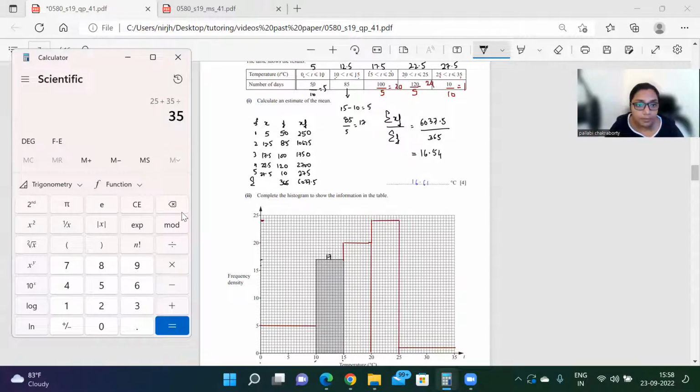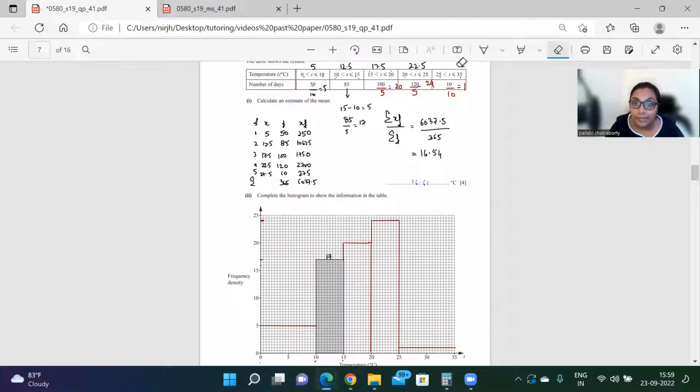Because it should come to be 30, right? Why we should not write 27.5 here, it should be 30 over here. So I'm just checking that once to avoid any mistake which we must have made. So 25 plus 35, 60 divided by 2 should give you a 30. So instead of 27.5, please make a correction here.